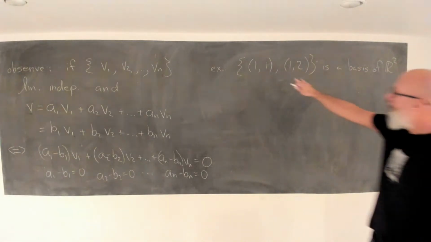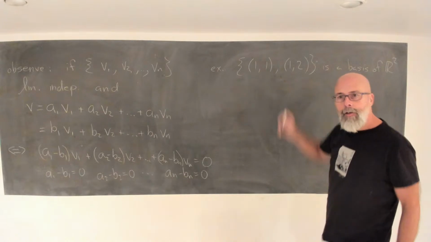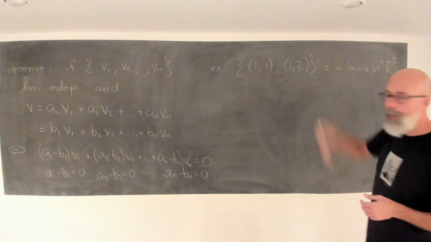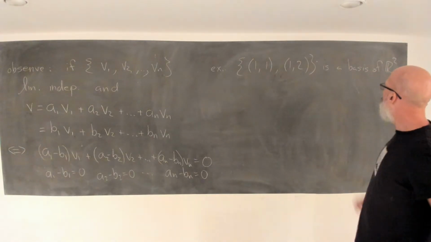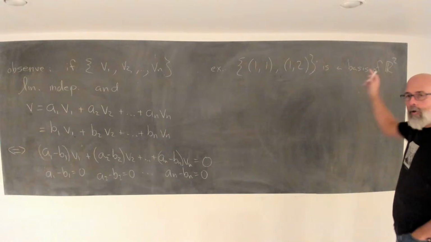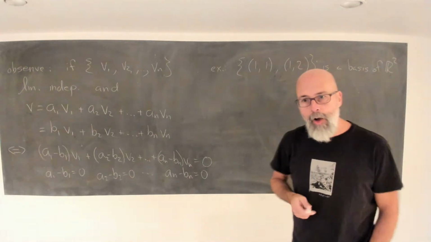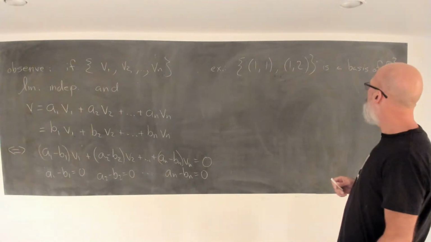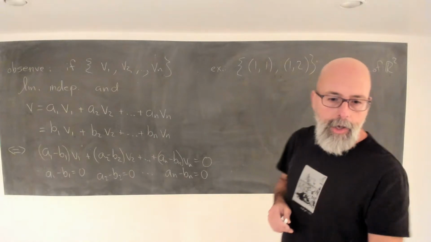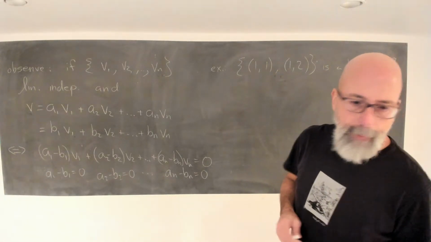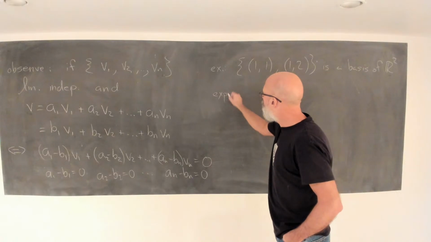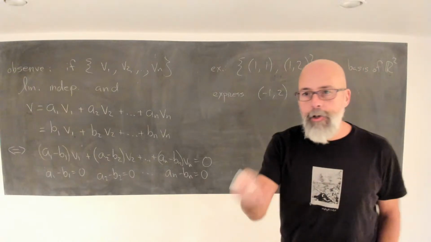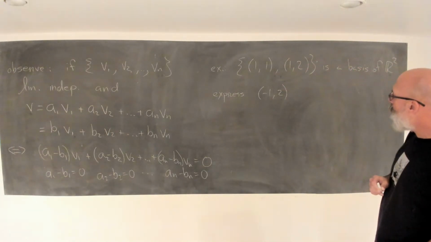Let's take an example. I claim that this is a basis. You can prove it. Let's not prove it. Let's just assume that it is. But the proof is easy. This is the basis for R2, right? R2 has dimension 2, so every basis should have 2 elements in there. And, well, you can do the rest. So this basis for R2, let's express (-1, 2) as a linear combination of these basis elements.